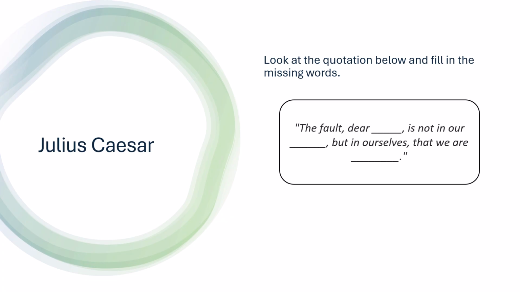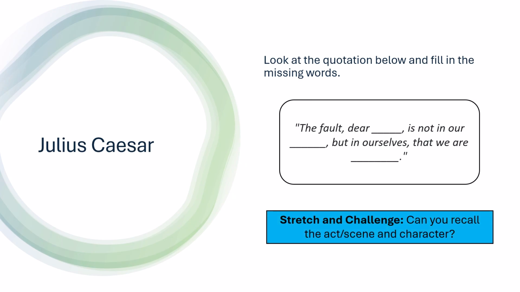So what I'd like to do is have a look at the quotation, see if you can figure out what is missing from the blank spaces, and if you can attempt the stretch and challenge task, try and recall the act, the scene, or even the character that has said the words. So the first one says, then, the fault, dear blank, is not in our blank, but in ourselves, that we are blank.